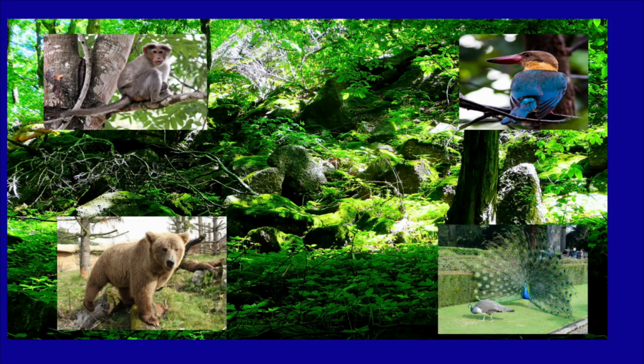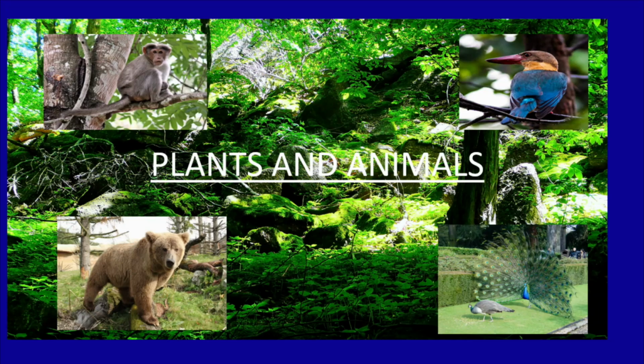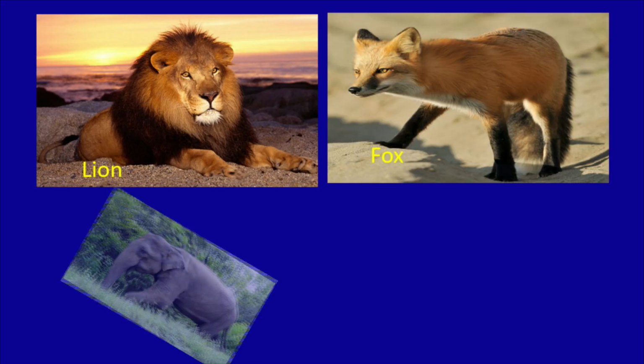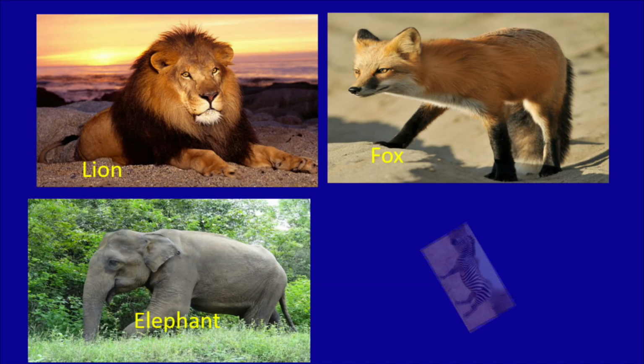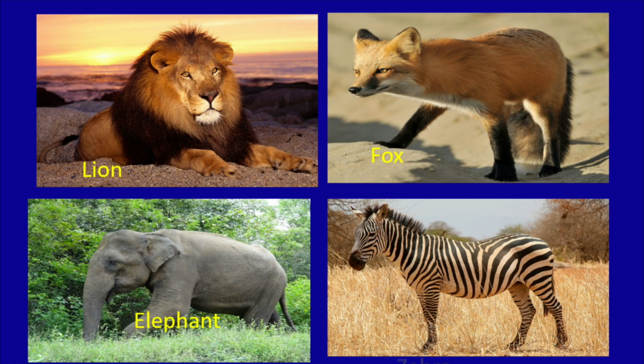In the video, you have observed that there are number of trees and plants and also different animals. Today, we are going to learn more about plants and animals. That's good children. In the forest, we have seen different animals. Shall we identify the animals? Lion, a fox, an elephant and also zebra. So, these are the different animals we will see in the forest.